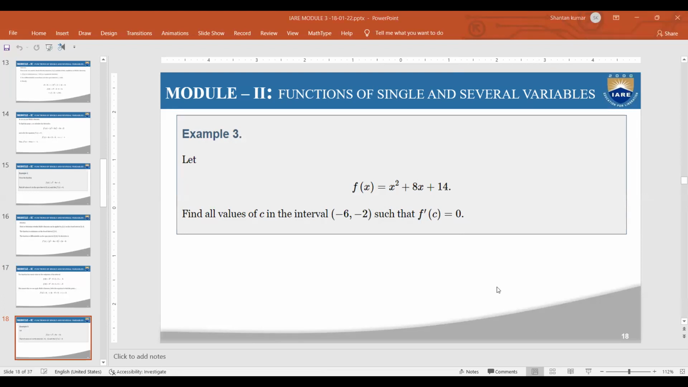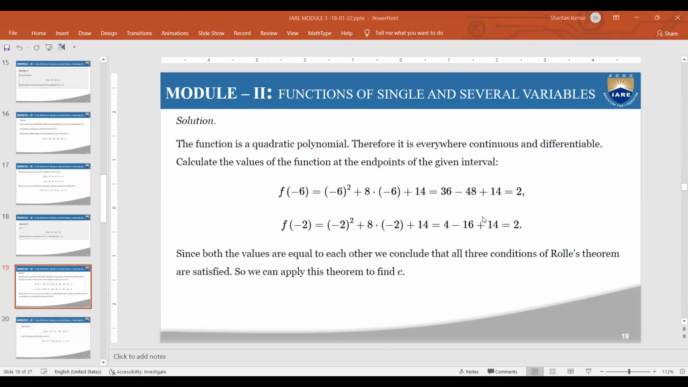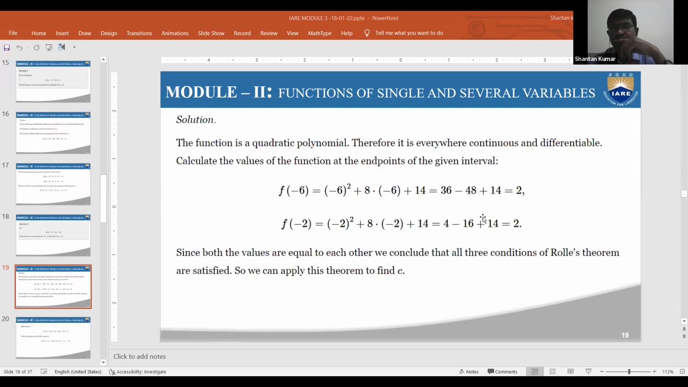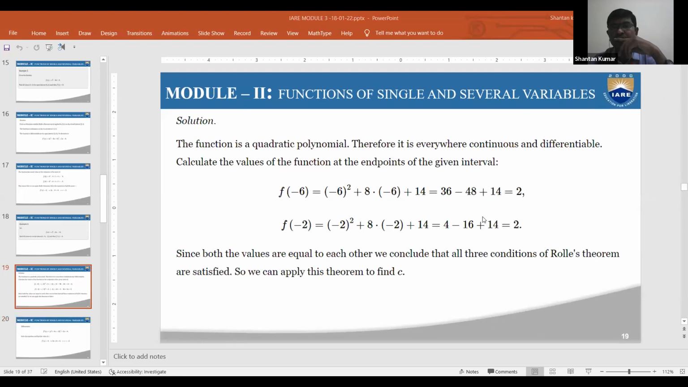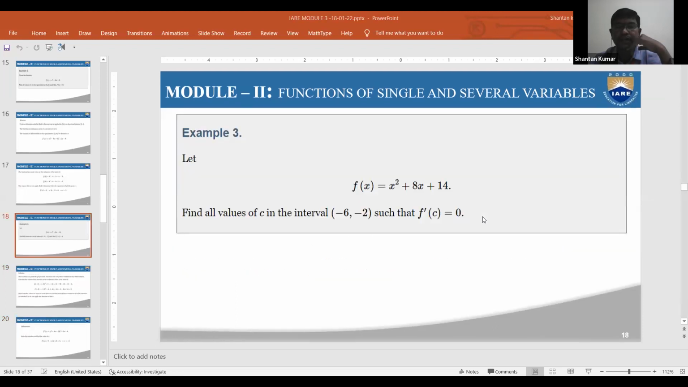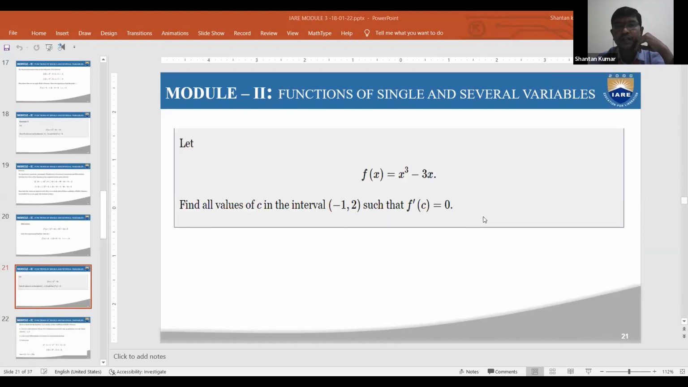Sir, C value -4 వచ్చింది. Continuous function, differentiable, f of a is equal to f of b, check it. C is equal to -4. -4 అనేది the limits -6, -2 మధ్యలో ఉన్నది కాబట్టి, therefore the value satisfies Rolle's theorem, therefore it satisfies the required Rolle's theorem. Okay, yeah. Next.